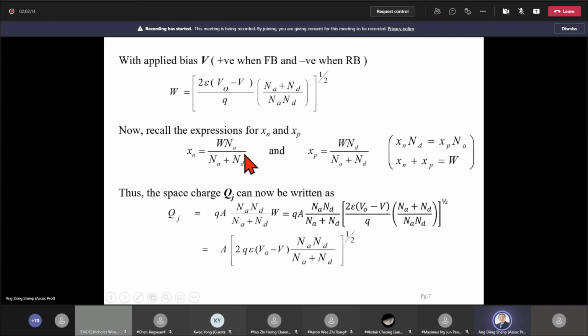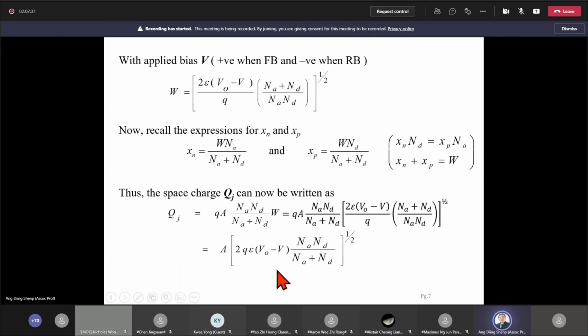Actually, we can't tell, because the two are equal. So using either one of them, you should arrive at this expression here. After you put in W and simplify it further, you can cancel out certain terms, and the final expression for Qj is as shown here.